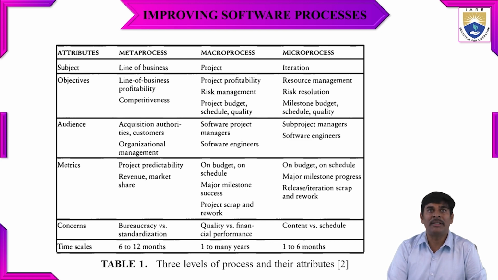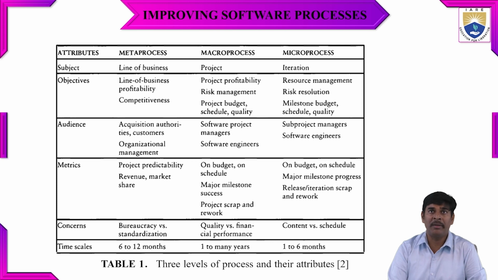The metrics for the meta process are project predictability and revenue. What is the revenue they are going to earn, and what is the market share for the organization. So they are going to predict while they consider the projects. And for the macro process, the metrics are on budget and on schedule. And this will mainly be the success measure for the milestones of the projects.